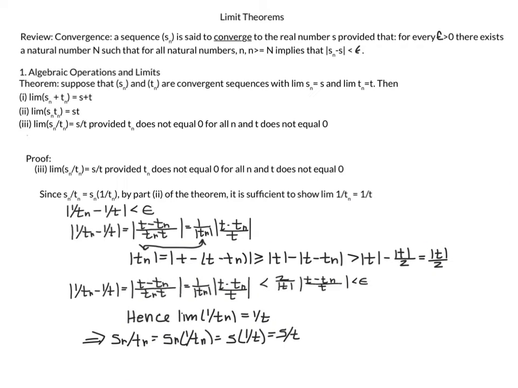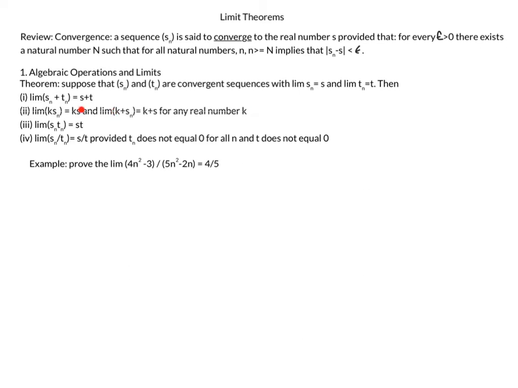The last part of the theorem is the limit of Sn divided by Tn is equal to S over T, provided Tn does not equal 0. For this proof, I'm going to use part 2. If I can show that the limit of 1 over Tn is equal to 1 over T, then I can use this as one series times another series and use part 2. So I'll let you look at this. This is pretty much the same sort of thing we've been doing in proving convergence.